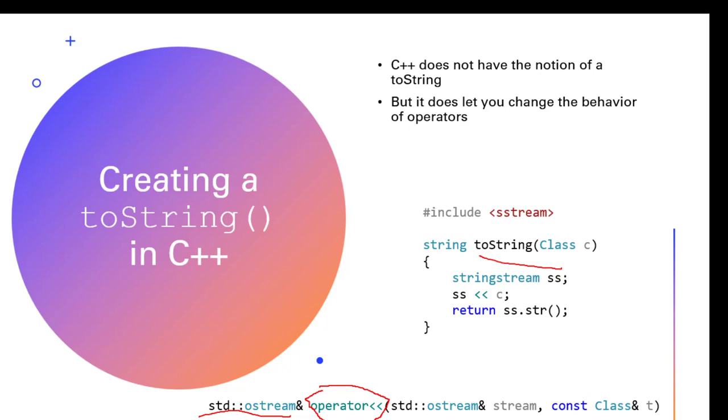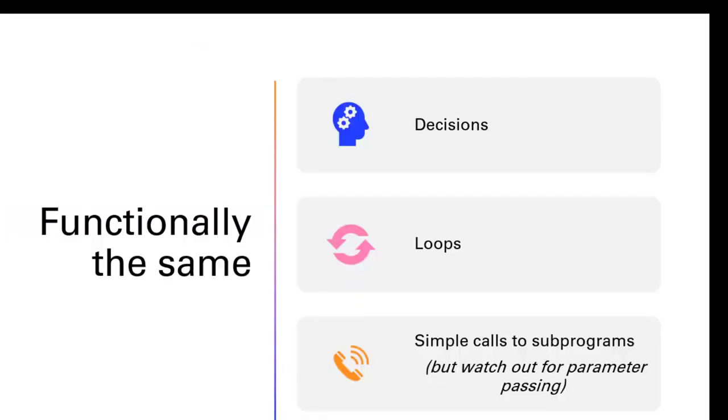All right. So the good news of moving to C++ is there is a ton of this that is really functionally the same. Your basic decisions, loops, and calls to subprograms are basically all the same. The syntax is the same.